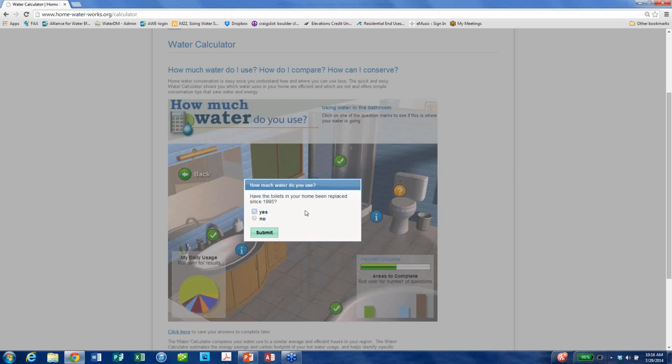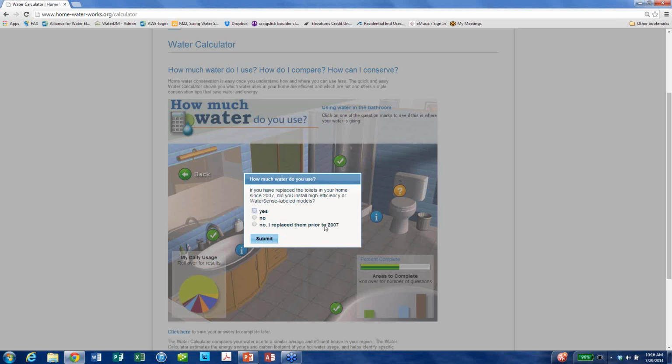Have the toilets in your home been replaced since 1995? So this is important because if you answered the earlier question that your house was built before 1995, that's good, but you may have replaced the toilets. And so this gives you an opportunity to refine that even further. And if I had answered yes, that my house was actually newer than 95, then I would get a different set of questions related to the toilets here. So yes, but I have replaced the toilets.